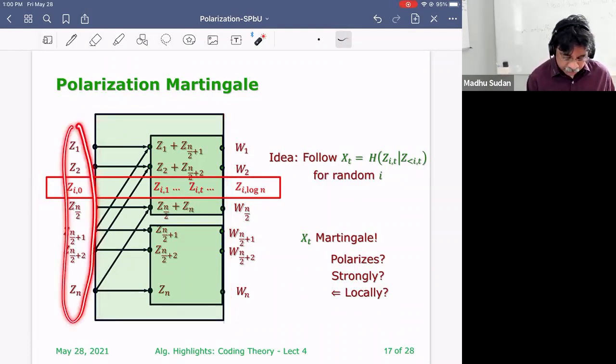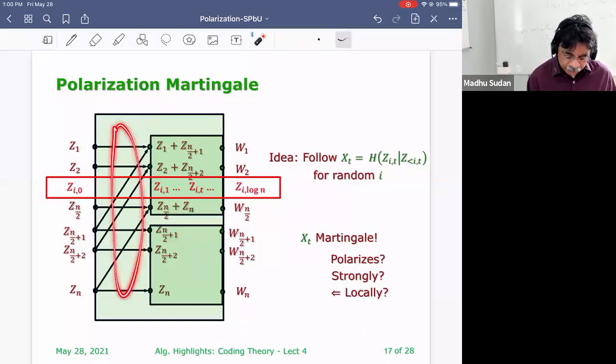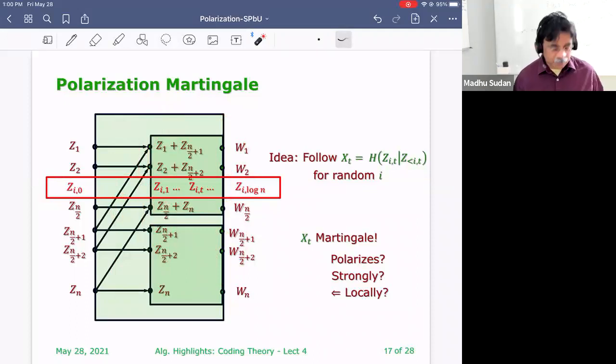There are t+1 columns, and in each column, you have 2 to the t bits written down. So it's really looking like a matrix. It's not just a layered graph. There is a notion of a row over here.